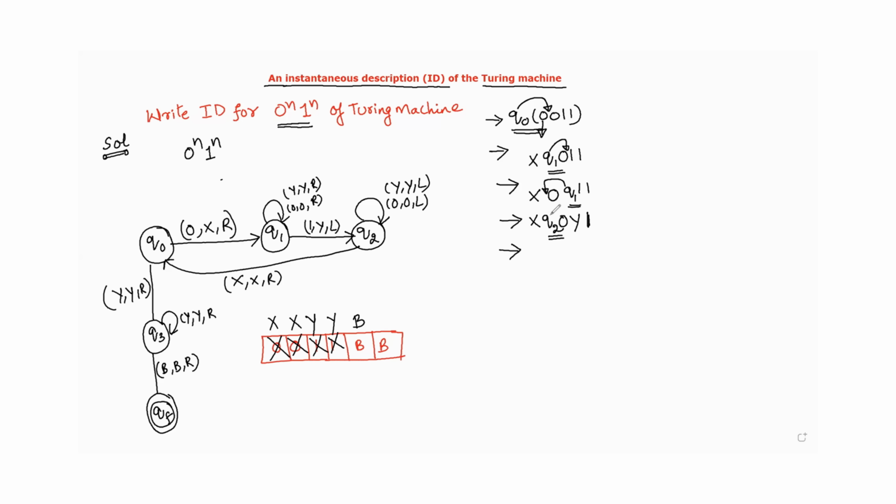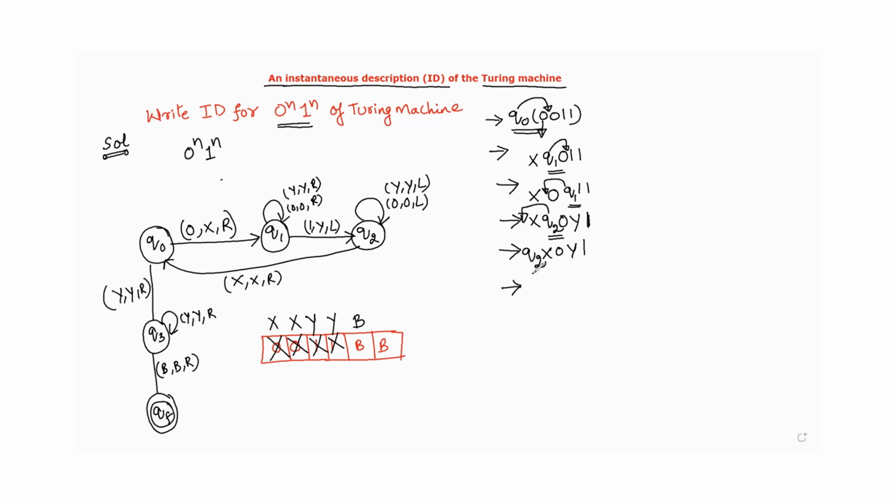So where is the left side movement of this q2? This q2 left side movement is this one. So here q2 on 0 goes to q2 only. Now just write q2 as it is. Then x remains the same. But what about this 0? 0 also remains the same. Y 1.